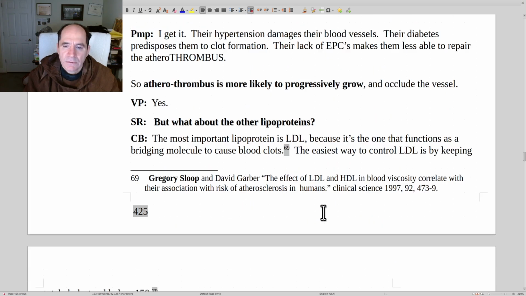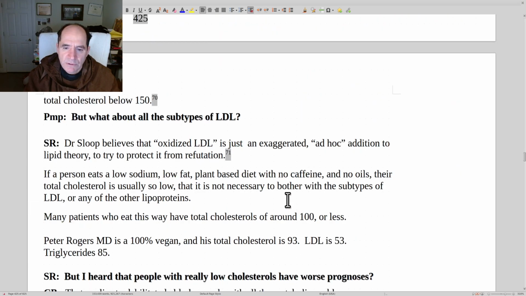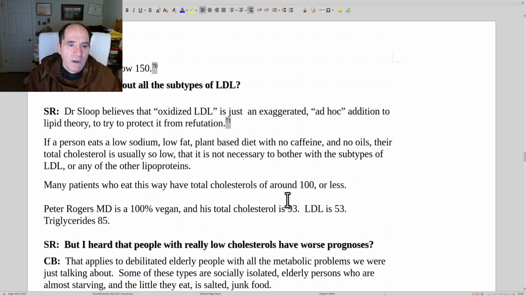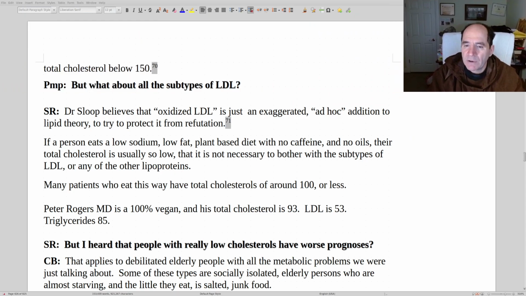Okay, let's see. Oh, here's another paper by Sloop. The effect of LDL and HDL in blood viscosity to correlate with the risk of atherosclerosis in humans. Talking about atherothrombosis and the blood sludge rouleau formation effects. What about subtypes of LDL cholesterol? Sloop thinks that's all kind of exaggerated. He thinks the whole oxidized LDL is a big exaggeration to try to support lipid theory and avoid the issues of atherothrombosis theory.